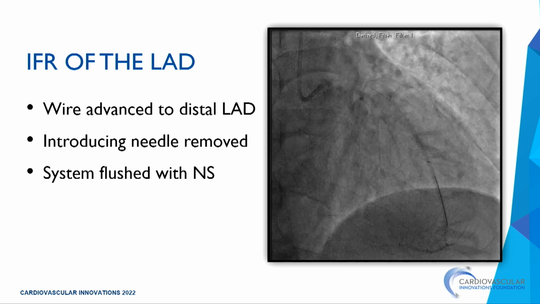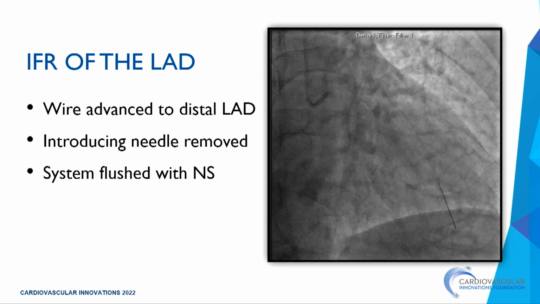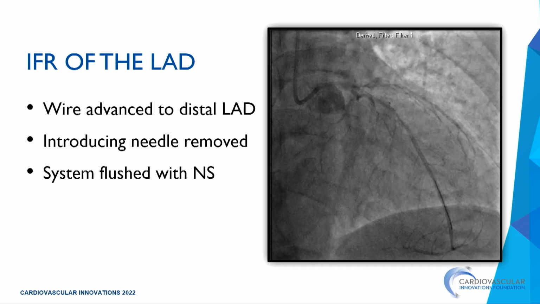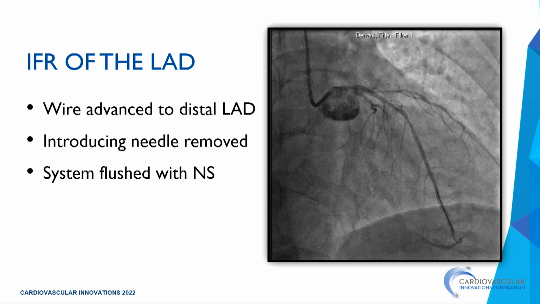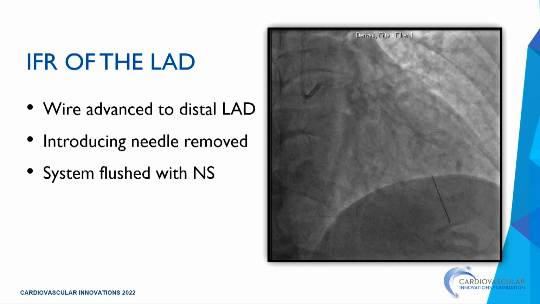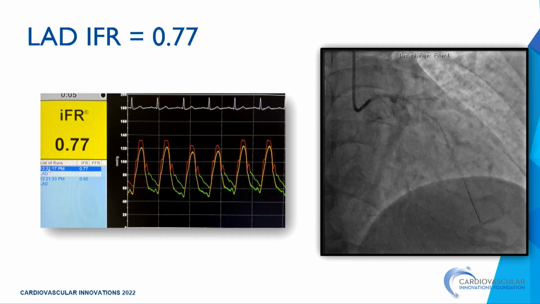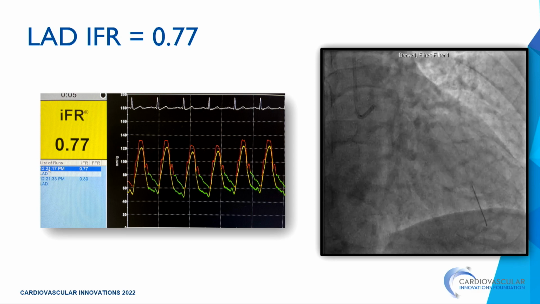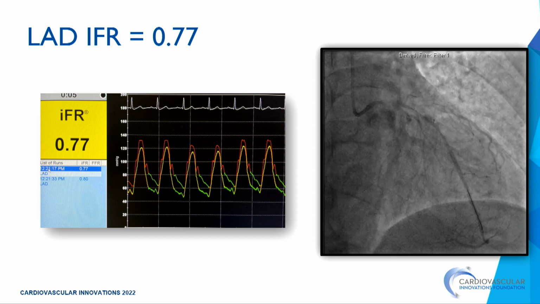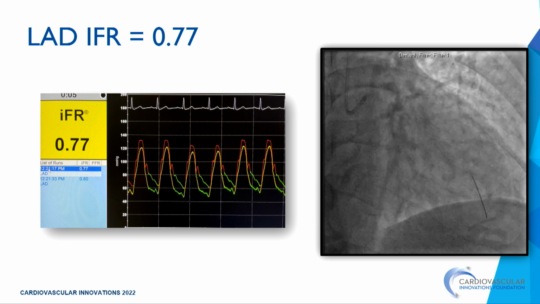Some practice I learned from Dr. Morton Kern: before you advance the wire, you can also use some nitro to rule out any spasm. But at this point, once the wire is distal and you're going to start doing the measurements, it's advised not to give nitro because that can induce hyperemia. The LAD, as illustrated, is 0.77, suggesting a significant ischemia in the LAD territory.